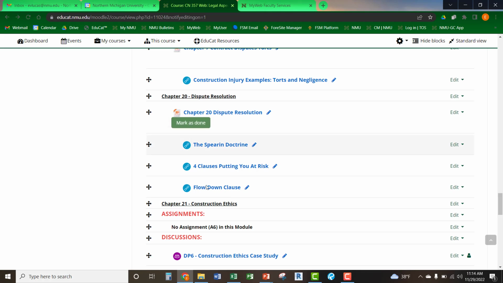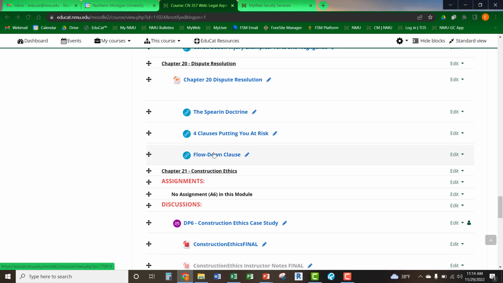A couple other documents here to look through as well that are important. So the Spearin Doctrine, and then other clauses that put you at risk within our contracts, and then what a flow down clause is too, because the flow down clause gets you. The Spearin Doctrine is really good for helping protect the contractor. Flow down clauses are easy to miss for subcontractors, especially because they're basically bound to whatever the contractor has with the owner. So it's not always very apparent what they're liable for all the time. So it's good to understand what a flow down clause is too.